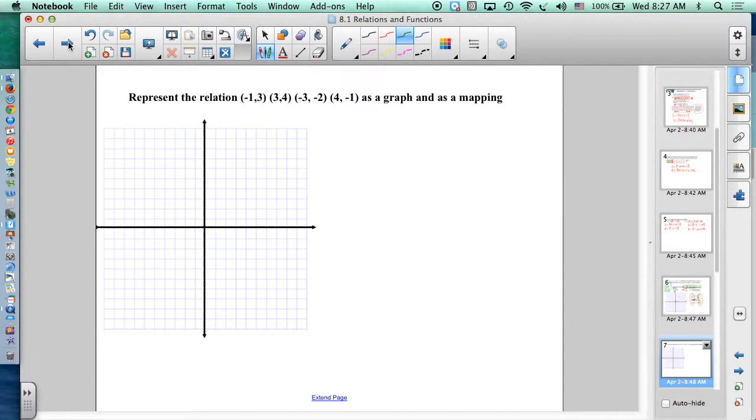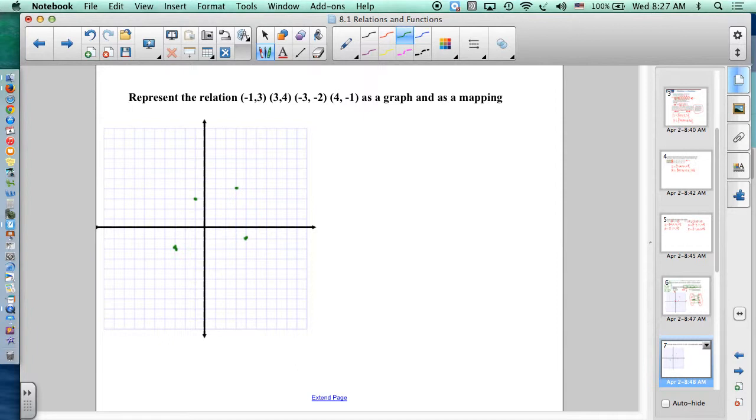Okay, for the graph, the point -1, 3, we go left 1 and up 3 and put a point. 3, 4 means we go right 3 and up 4. -3, -2 means we go to the left 3 and down 2. Remember, negatives are to the left for x and down for y. Positives are to the right for x and up for y. Our last point up here is 4, -1, so I go right 4 and down 1.